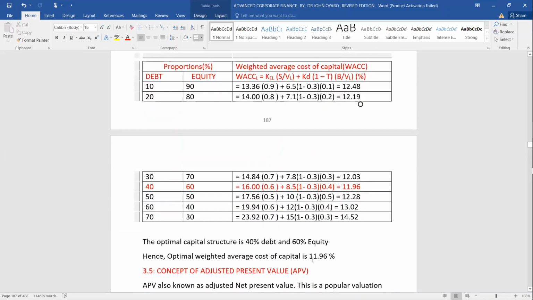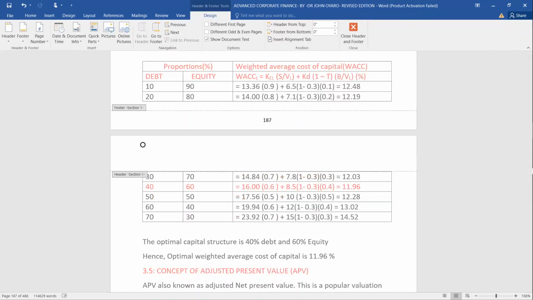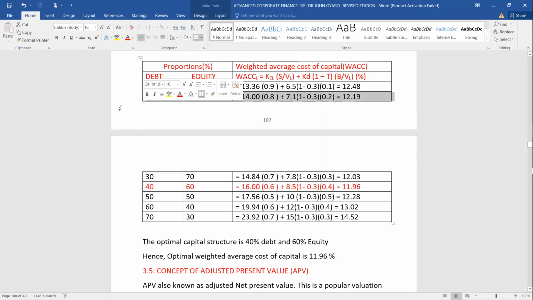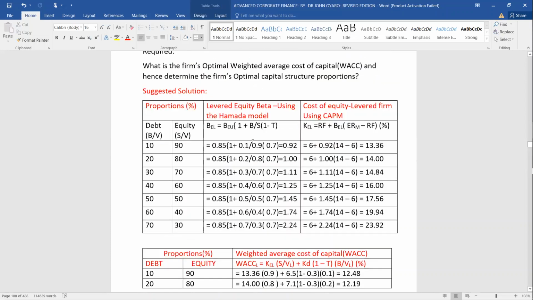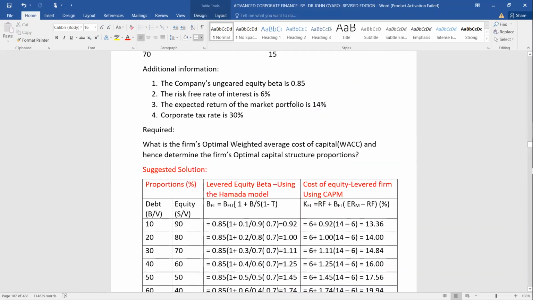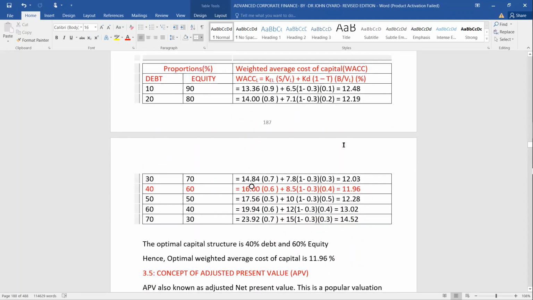Now, once you have gone through to the end, what is the question asking? Go back to the question. The firm's optimal weighted average cost of capital. Optimal is the minimum, and hence the firm's optimal capital structure proportion. Which is the minimum, by inspection? Could you give the one in red? 40% debt and 60% equity.